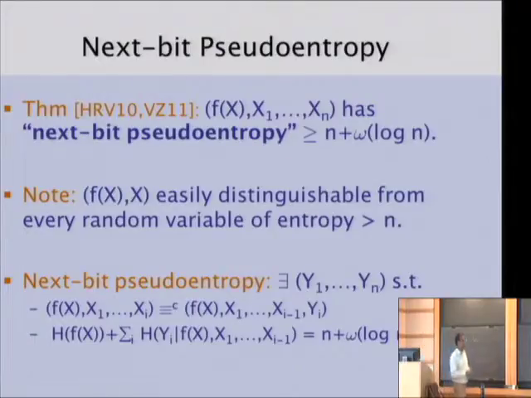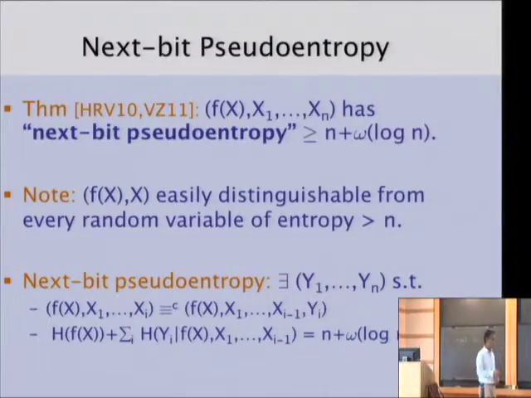OK, good. So that's right. So as David just pointed out, we do need to change the notion of pseudoentropy, because as we mentioned before, f of x and x together, you can tell apart from everything of entropy larger than n, because everything is determined by x in an efficiently computable way.